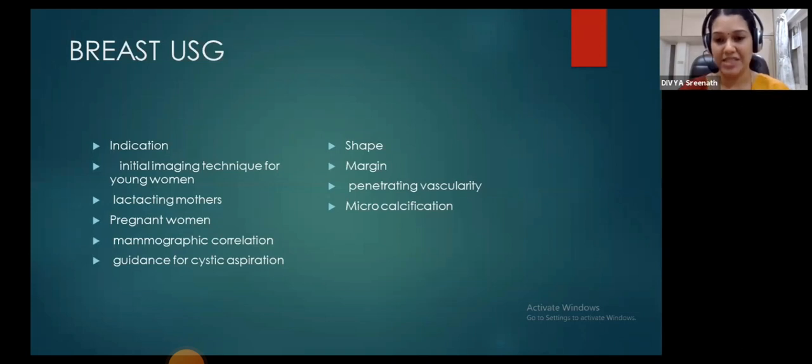And microcalcification, where calcium deposition is seen in the tumor. These are some of the observations, or some of the images that we get if we are suspecting a malignancy.